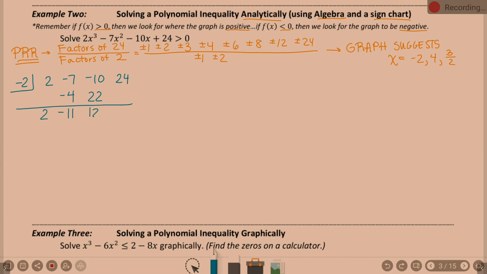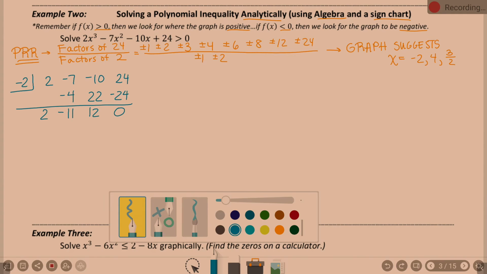Multiply. -2 times 12 is -24. 24 plus -24 is 0. Did it work? Of course it did. Not surprising, but we need to know that it works. So now, what I know at this exact moment in time, -2 worked. What does that represent as a factor?